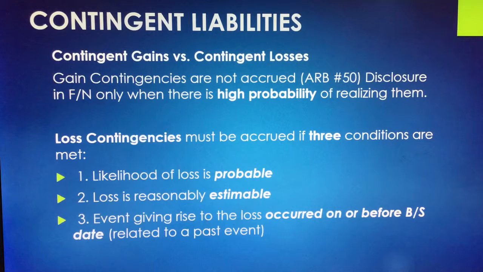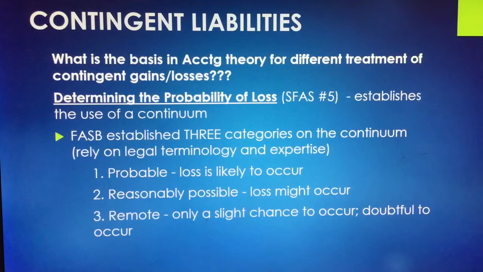What's the likelihood of the company losing or winning this case? Same thing for the loss is reasonably estimable. Generally, we're going to have experts who come in, possibly engineers in some cases, certainly attorneys, experts in the field. Now, the basis in accounting theory for different treatment of contingent gains and losses is conservatism.